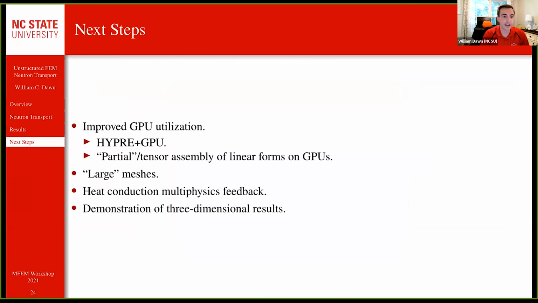So what are we working on right now? I think everybody's working on using GPUs better. And so we're passing as much as we can to Hypre and getting our GPU settings tuned properly. And then this is, again, John's helping a lot with this. Some partial or tensor assemblies of the linear forms on the GPUs. We're seeing some pretty incredible speed up here once we can get that working. Getting large meshes to work by linking with Pumi.